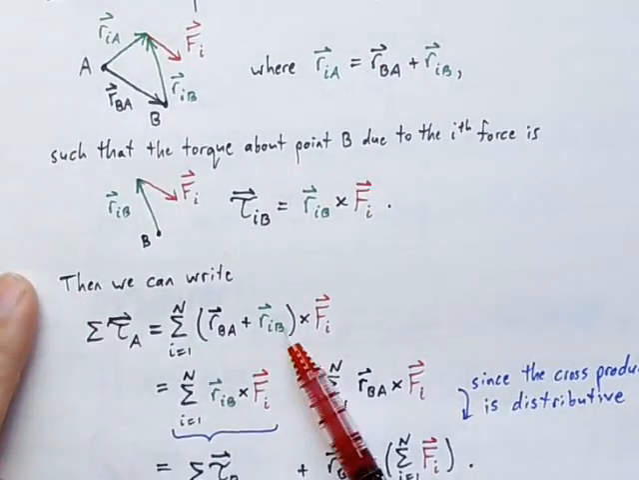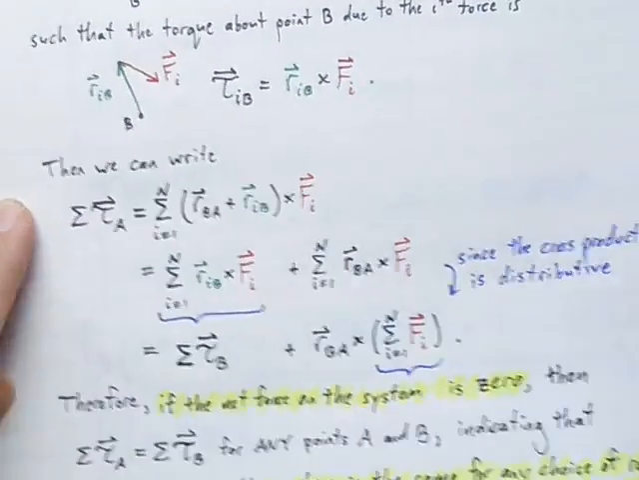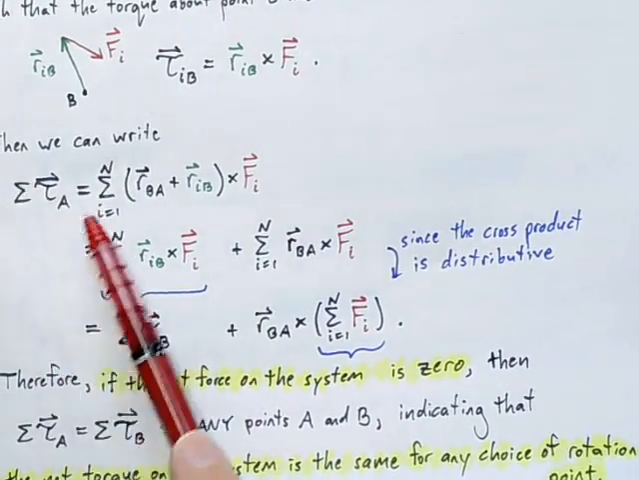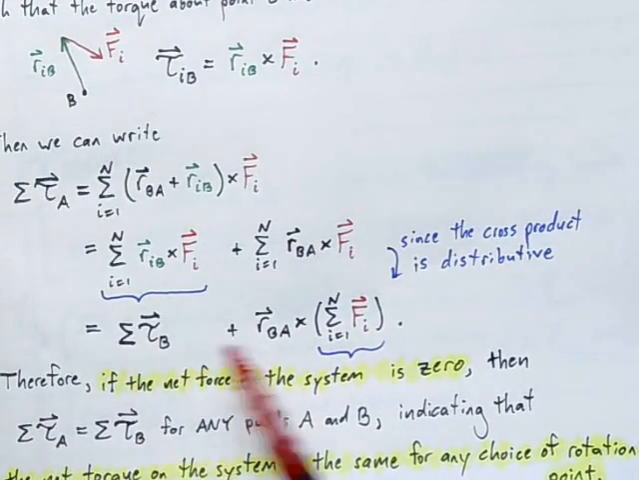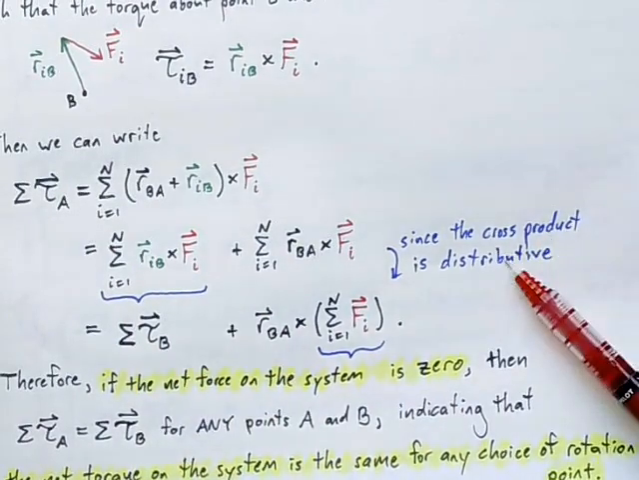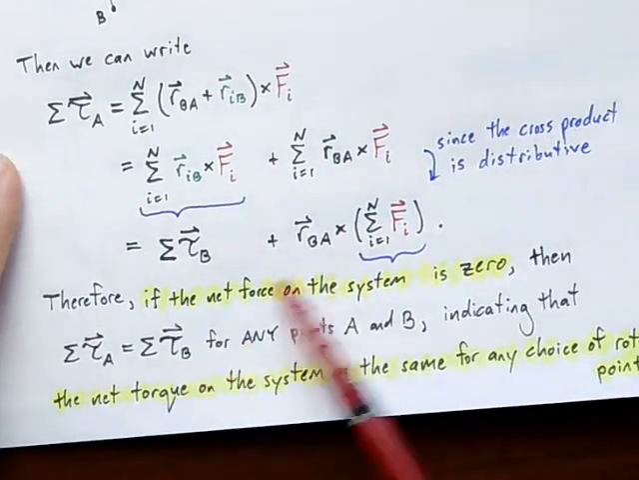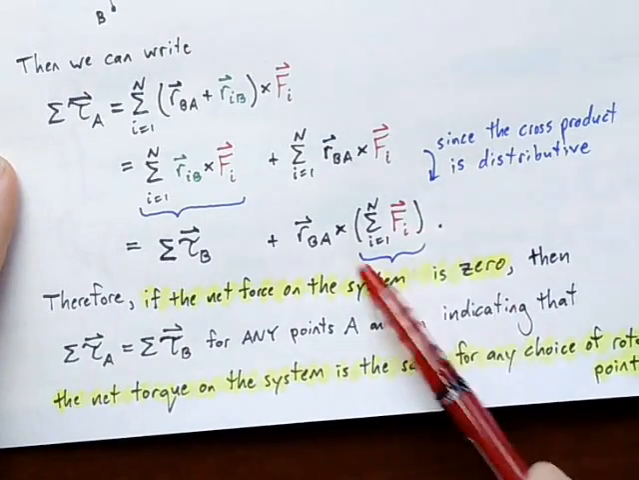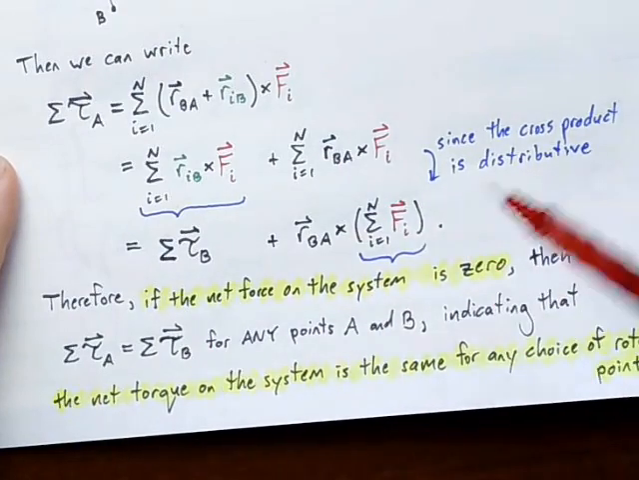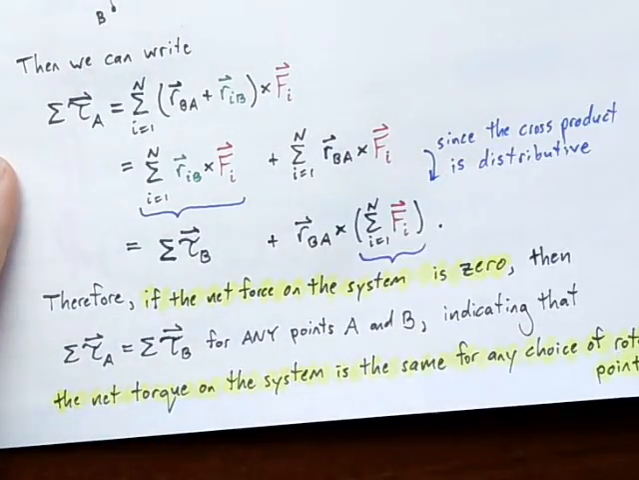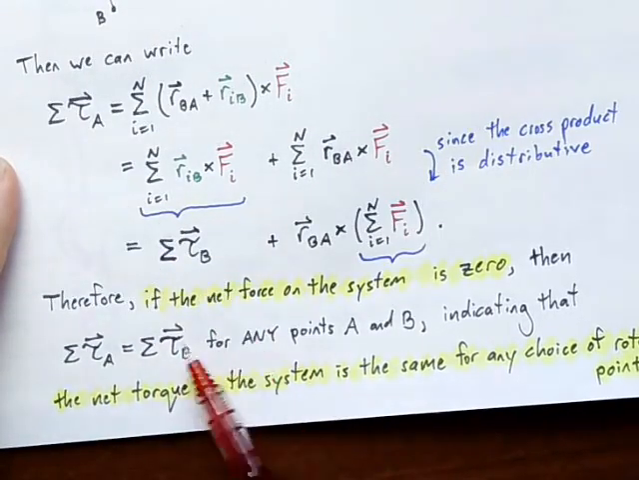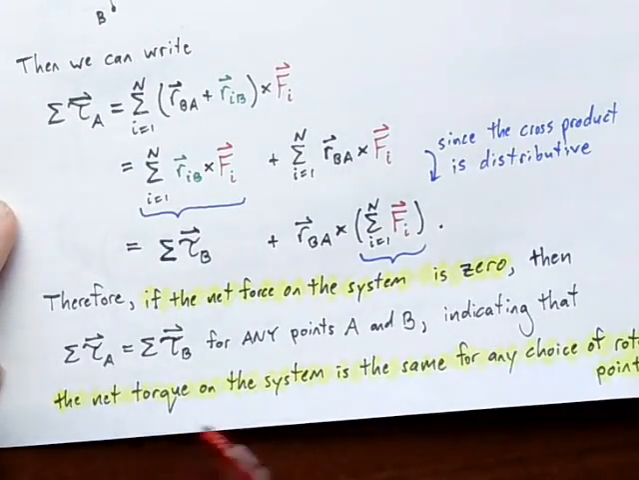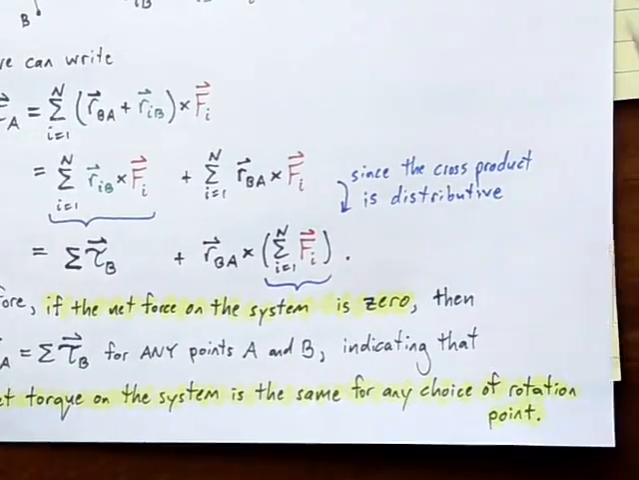Then we can write this, which separates into these two terms. And this would be the net torque about point B. So here we have the net torque about point A equals the net torque about point B plus this term. We're using the distributive property of the cross product. And we see that if the net force on the system is 0, that's this, the net external force, then if that term vanishes, proof that the net torque on A is equal to the net torque on B for any points A and B. A and B were arbitrary points. This indicates that the net torque on the system is the same for any choice of rotation point.